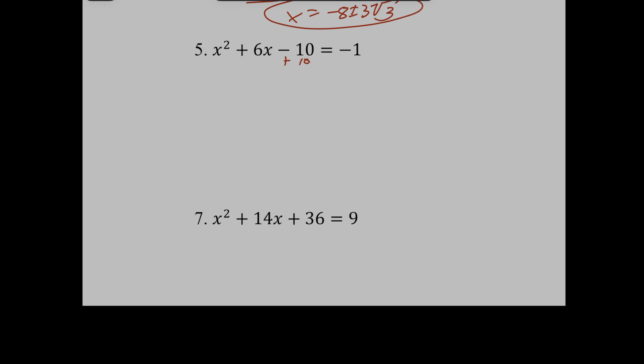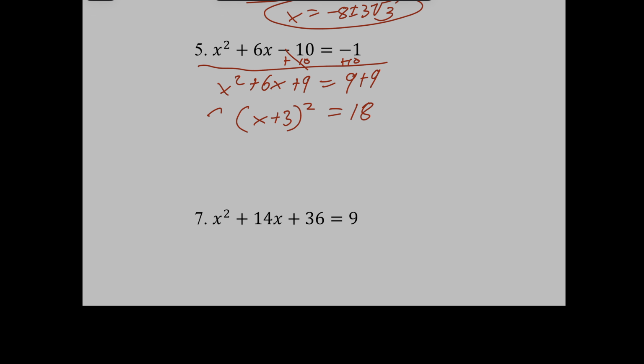I'm going to add 10 to both sides to start. And this is going to give me x squared plus 6x equals 9. What is half of 6? 3. What's 3 squared? 9. So now I'm going to add 9 to both sides. And this will give me parentheses x plus 3 quantity squared equals 18. Square root both sides. And I'm going to get x plus 3 equals plus or minus.